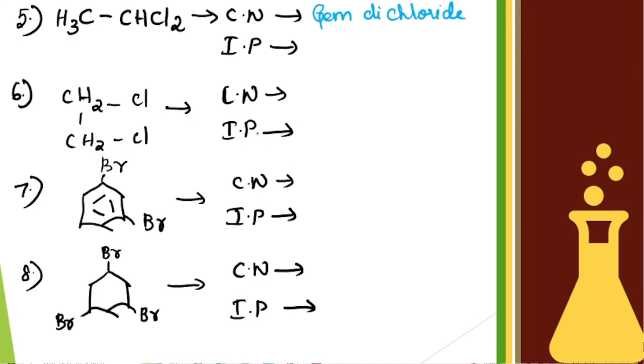And what is the IUPAC name here? Easily you can name the IUPAC name. That is going to be 1,1-dichloroethane. This is the IUPAC name.